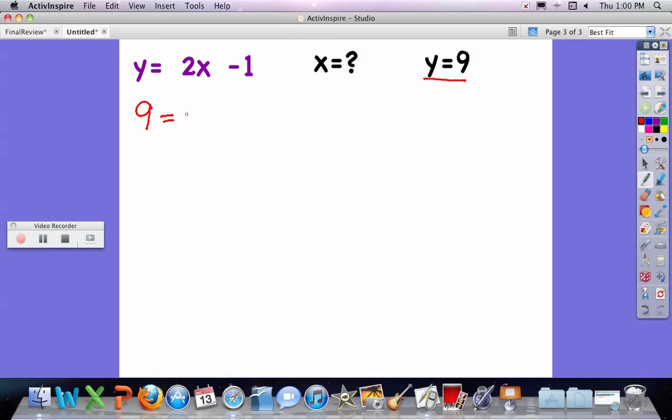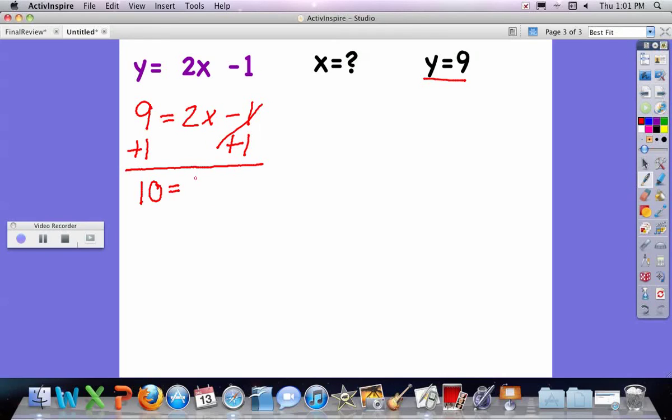Now we got to solve to get x by itself. Opposite of subtracting 1 is to add 1. So we do that to both sides to keep everything balanced. 9 plus 1 is 10. Minus 1 plus 1, that would be 0, so they cancel out. All that's left over here is 2x.